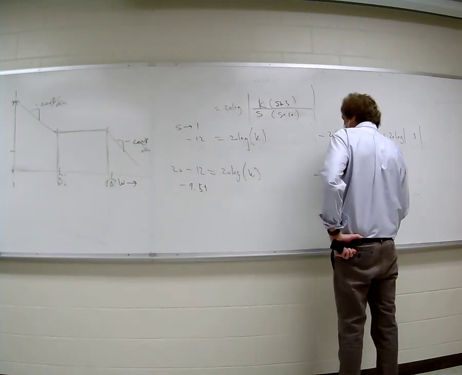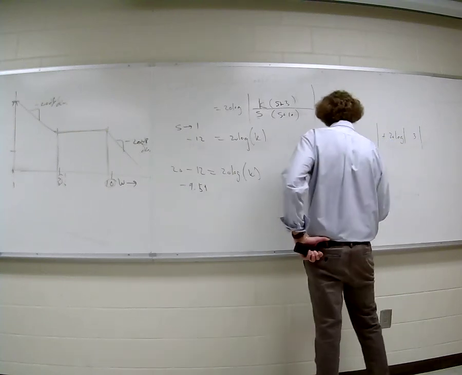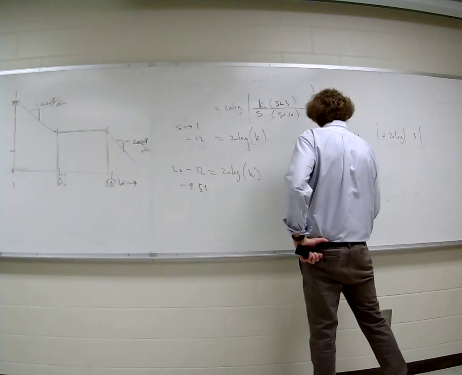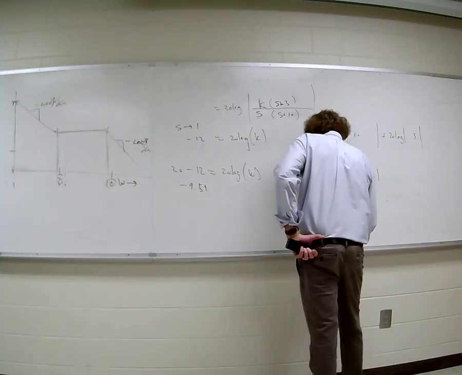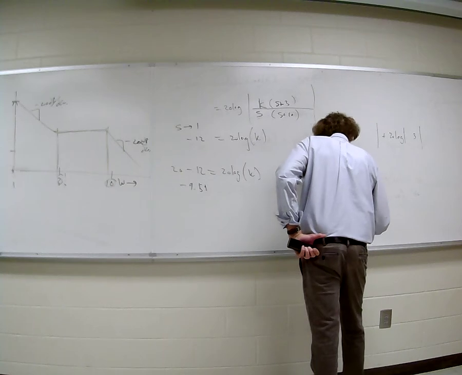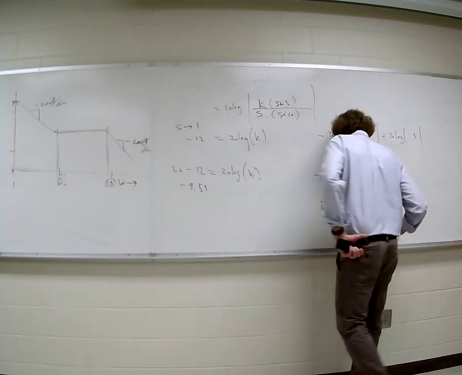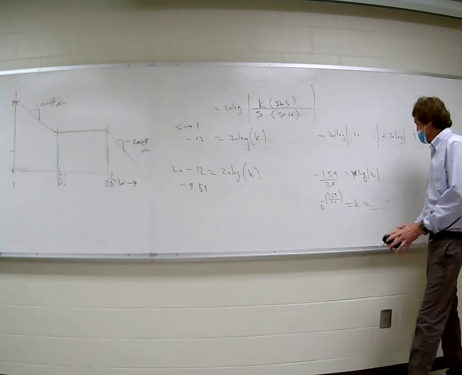times the log of k. So then we divide by 20 and take it to the power of 10. So I have 10 to the minus the quantity 1.54 over 20 is equal to k, and you can tell me what that is. 0.84.